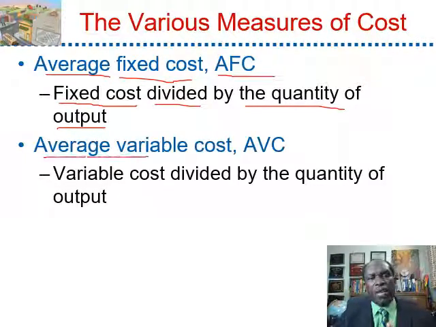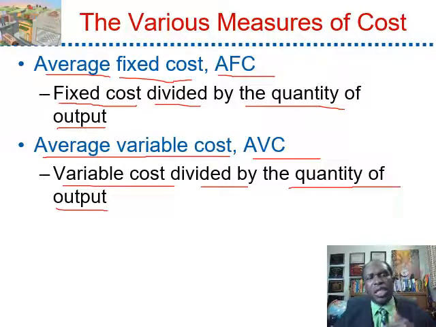How about the average variable cost, the AVC? So average variable cost is the variable cost divided by the quantity of output. You take the cost of the labor, or the cost of the wages of workers, and you divide by the quantity of output produced. In the case of the catering, you take the cost of the workers hired and divide by the quantity of cookies produced.